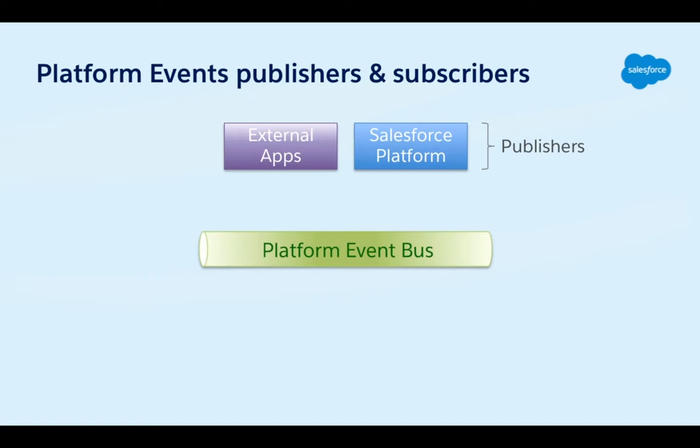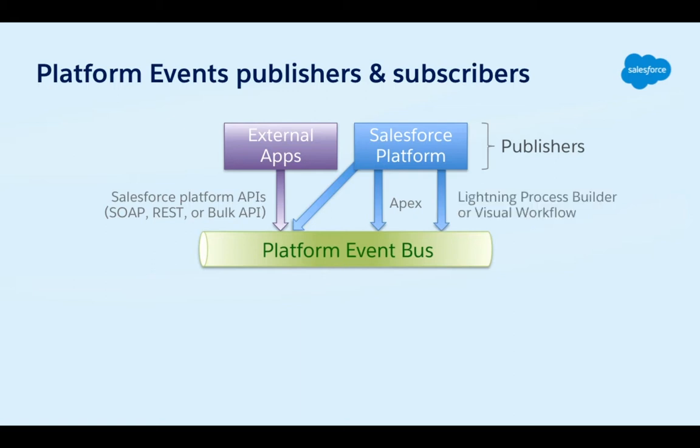On one side we have the publishers. We can publish platform events either through external apps or within the Salesforce platform. Depending on where we are, we have different methods of publishing those messages. For example, if you're using external apps or if you're within the Salesforce platform, you can use the APIs. Be it SOAP, REST, or the bulk APIs, you can fire platform events. If you are within the Salesforce platform, you can also use Apex. I will give you some examples of the code that we use to fire a platform event. And lastly, if you're also within the Salesforce platform, you have the declarative tools like Process Builder or Visual Workflow.